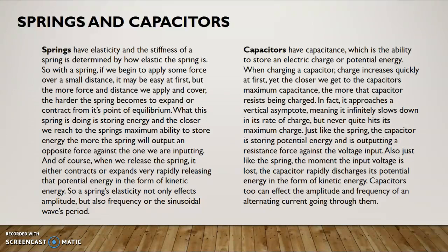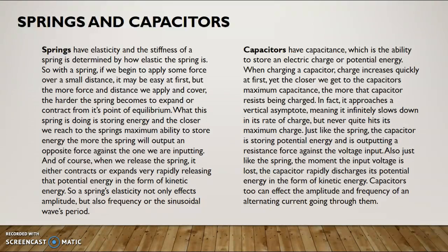Capacitors. So capacitors have capacitance, which is the ability to store an electric charge. In this case, again, potential energy. So when charging a capacitor, charge increases frequently at first. The closer you get to the capacitor's capacitance, much like pressing a spring to its maximum contraction, the more that capacitor resists being charged. In fact, it approaches the vertical asymptote, meaning it slows down in its rate of charge, but never quite hits its maximum capacity or capacitance.